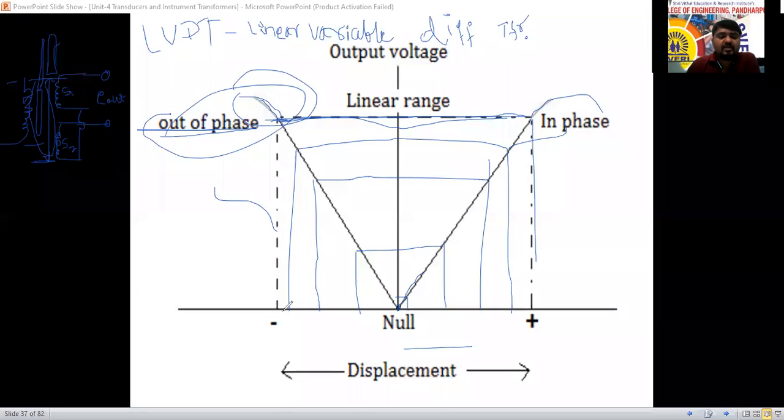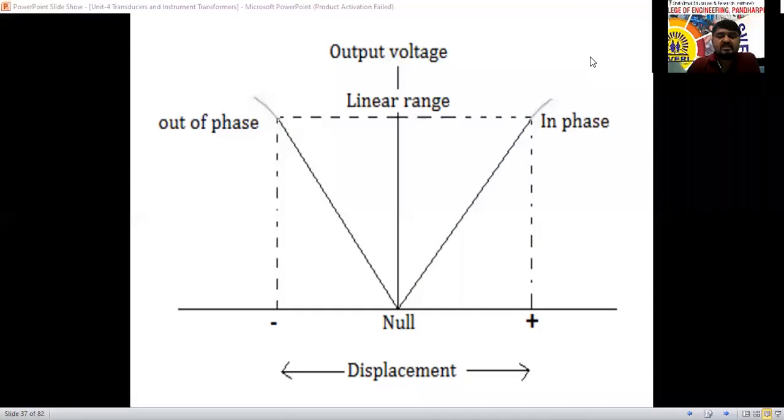During this displacement, if it is within the linear range, the output increases linearly with displacement. If it goes beyond the linear range, it goes out of phase; that is the non-linear range. This is the characteristic of the LVDT.